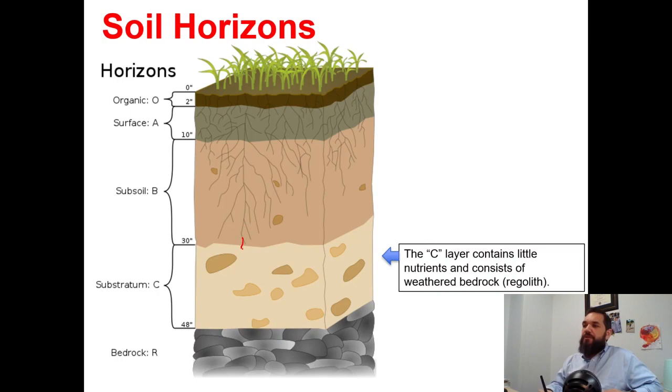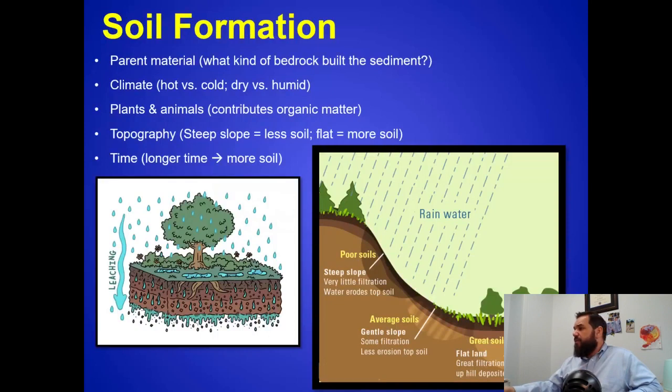You see, the plant roots don't even bother with the C layer. They don't go down into it because it doesn't provide very much for them. You know, maybe water, but it doesn't have very many nutrients, and it's of little use to it. Okay, so those are the different layers you should have some familiarity with.